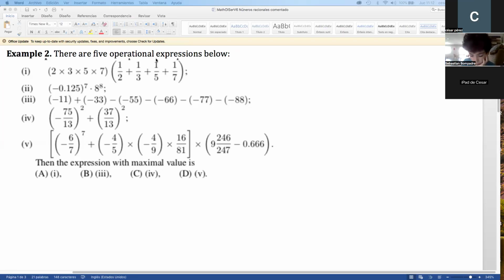You already have solved the number one? Okay. What do you get? 17. 17. And this one, 17? I don't think so. How do you solve it? How do you solve this?